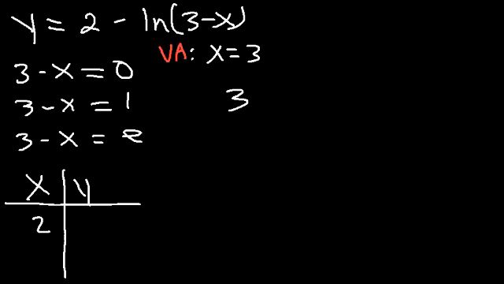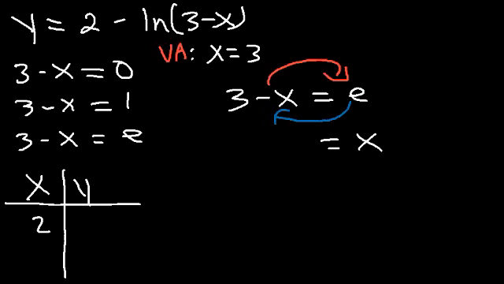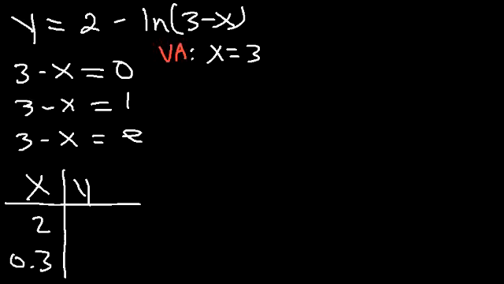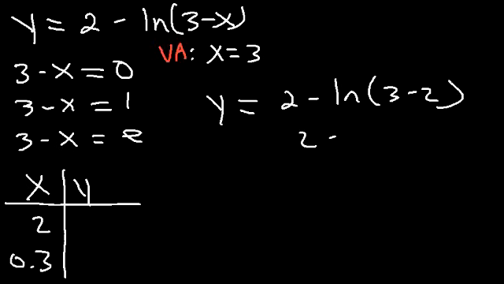Now in the case of e, let's solve it. Let's move x to this side, so it's going to be positive x on the right side, and let's move e to the other side. So we have 3 minus e, or 3 minus 2.7, which is 0.3. So now let's find the y values. Let's plug in 2. 3 minus 2 is 1. The natural log of 1 is always 0. 2 minus 0 is 2.